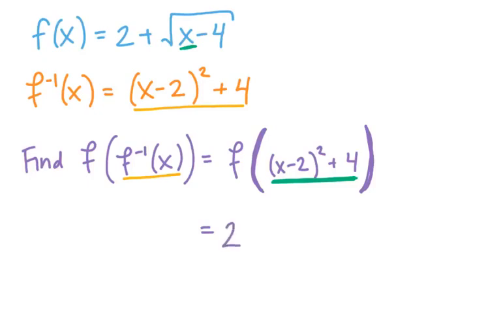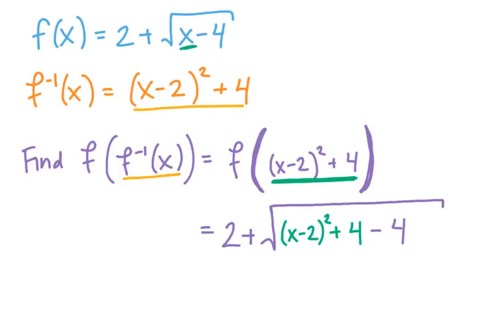So function f says take 2 plus the square root, and then in place of x, I'm going to insert the whole quantity x minus 2 squared plus 4. And then I won't forget to subtract 4 underneath the radical because, again, that's what the original function f had me doing. Now, as we simplify this, notice what happens. The 2 out front is good to go, right? And within the radical, I've got the quantity x minus 2 squared plus 4 minus 4, which is just the quantity x minus 2 squared. The plus 4 and the minus 4 cancel out.